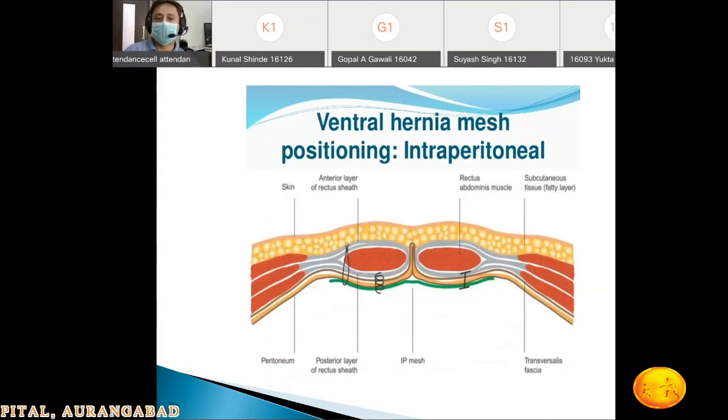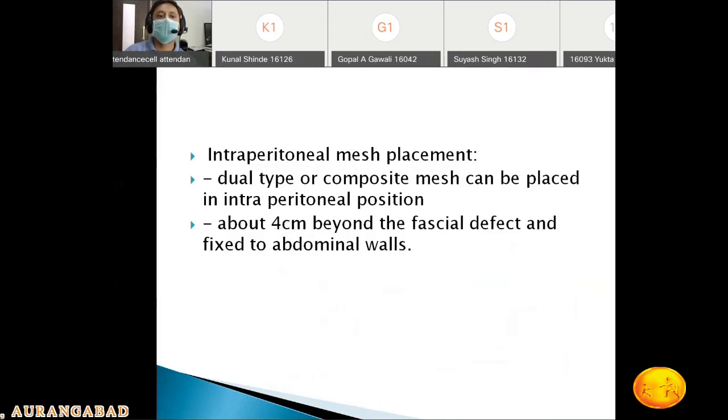This is intraperitoneal mesh repair. A dual type of composite mesh can be placed in the intraperitoneal position. Normally, in open surgery, we use polypropylene mesh. That cannot be used intraperitoneally because it can cause adhesions with the bowel and cause obstruction. So the mesh used for intraperitoneal repair is composite mesh, extending about 4 cm beyond the fascial defect and fixed to the abdominal wall. The margins of the mesh should extend 4 cm beyond the fascial defect to prevent recurrence.